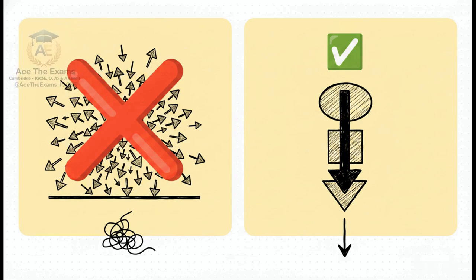Let's decode the Cambridge command words here, because they are everything. If a question literally just says calculate, you can often get away with a straightforward, speedy computation. But if the command word is show that, or evaluate, or to what extent, the game changes entirely.